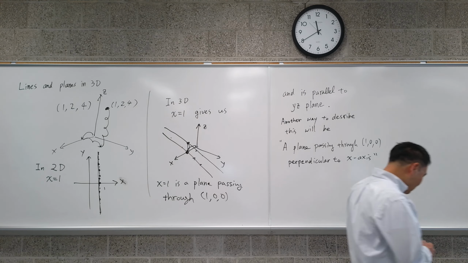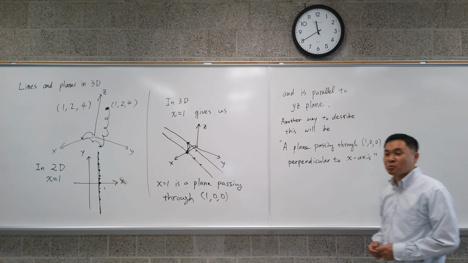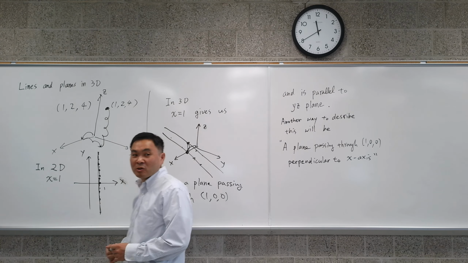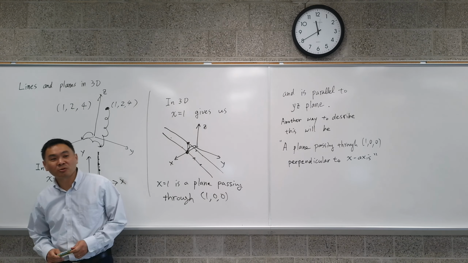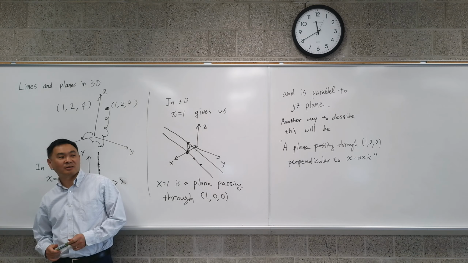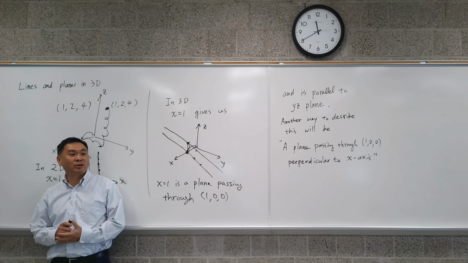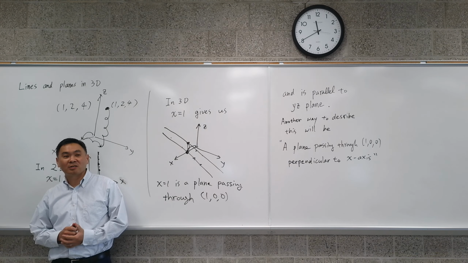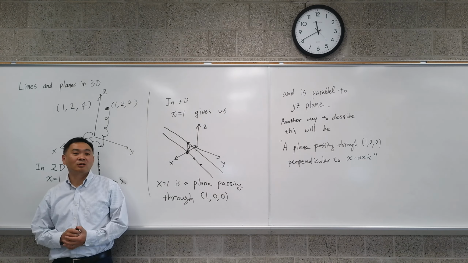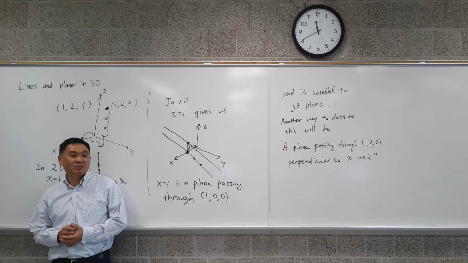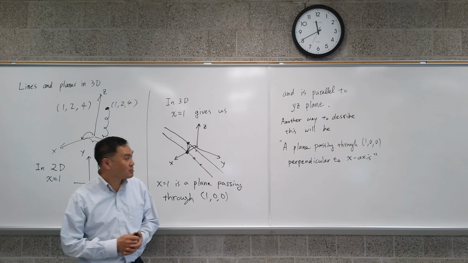Now let's see if you understood this. If you have y equals 1, then it's a plane passing through 0, 1, 0, perpendicular to what axis? X. No, this one's perpendicular to the x-axis. I'm talking about y equals 1. Y equals 1 is a plane passing through 0, 1, 0, and it's perpendicular to the y-axis. Right? What plane is it parallel to? Parallel to the xz plane, right? That's what it is.